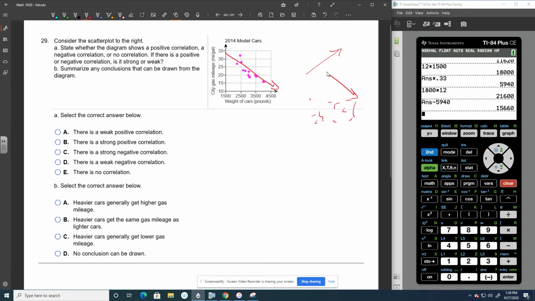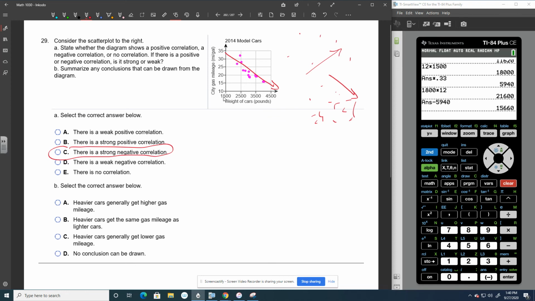It's not like you have one here, one here, one here, and it's going down. They're all grouped pretty close to a line. So I would say that is a strong negative correlation. It's going down, so it's a negative correlation, but they're close together, so it's strong.